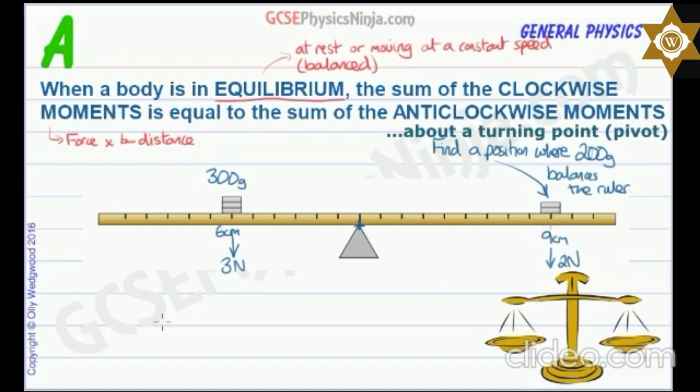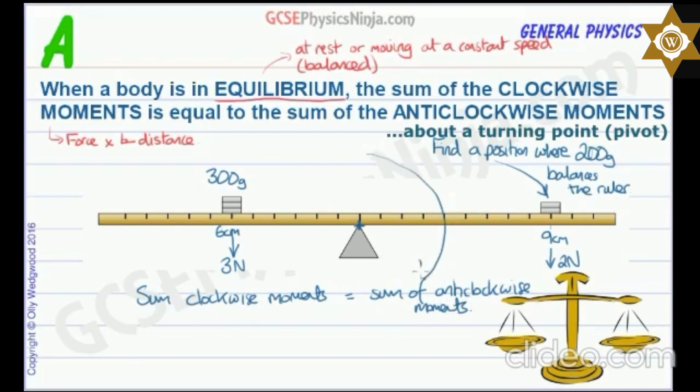So let's test out the principle of moments, that the sum of the clockwise moments equals the sum of the anti-clockwise moments. The clockwise moments are going this way. So we've got force times distance. That's 2 newtons multiplied by 9 centimeters. And let's look at the anti-clockwise moments. Those are going this way. And that would be force times distance, 3 newtons multiplied by 6. And lo and behold, you got 18 equals 18. So it works, and it illustrates the principle of moments.